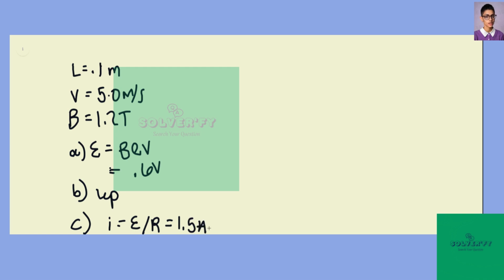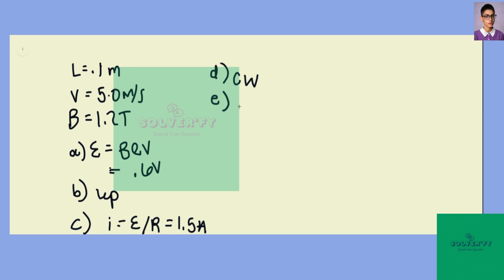And as for the current, that's just EMF divided by R. And that is 1.5 amps. And it asks if it's going clockwise or counterclockwise. So it's going clockwise if it's going up the rail.